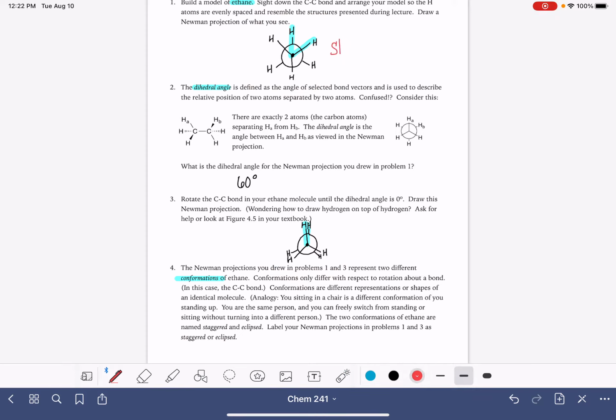This one is what we refer to as staggered because the hydrogen atoms are staggered with respect to each other. And this one we call eclipsed because the hydrogen atoms are stacking or eclipsing right on top of each other.